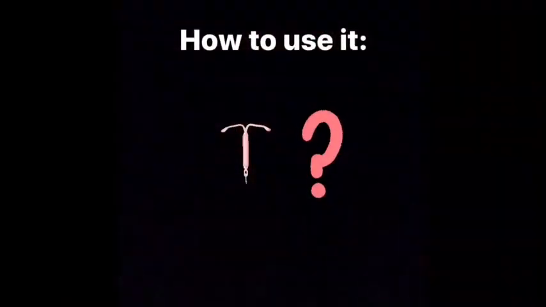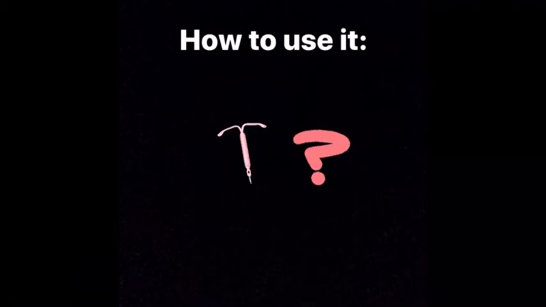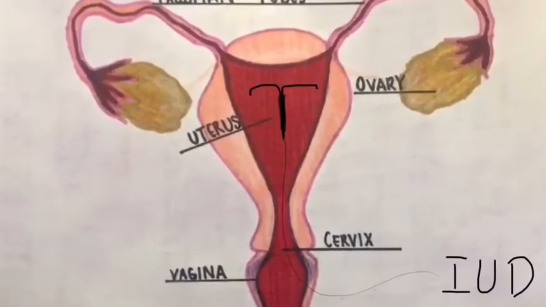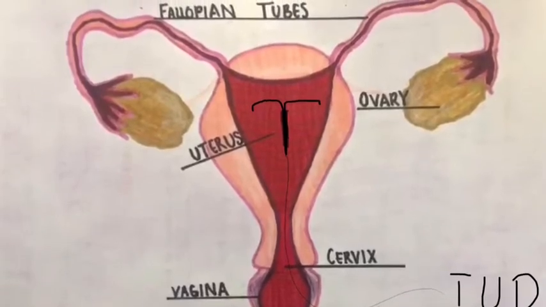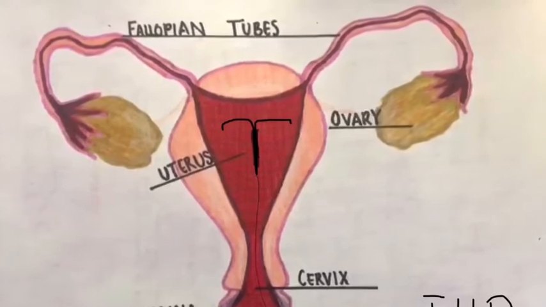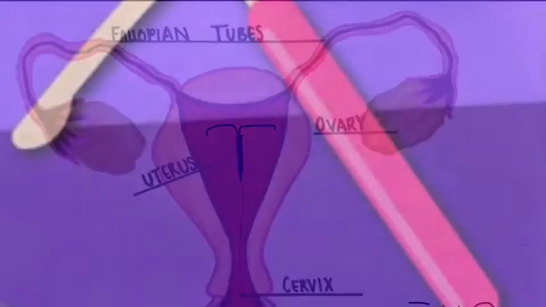IUD is 99% effective. It's a device inside the uterus. It's a small piece of flexible plastic in the shape of a T. They prevent pregnancy by changing the way sperm move so that it cannot reach an egg. How to use it? To insert the IUD, the nurse or doctor inserts a speculum into the vagina and then uses a special inserter to insert the IUD into the uterus through the opening of the cervix.